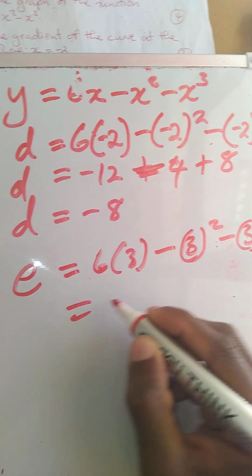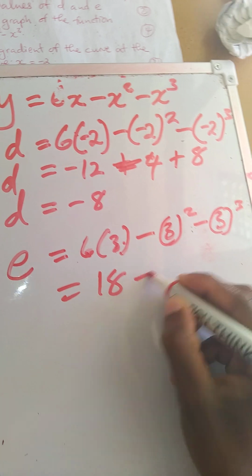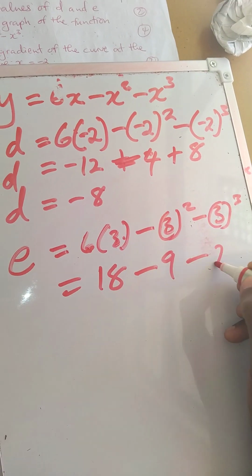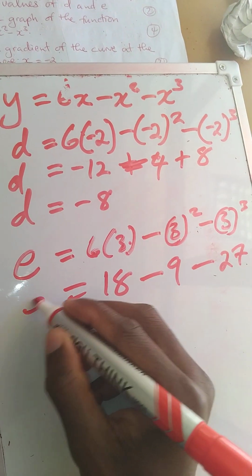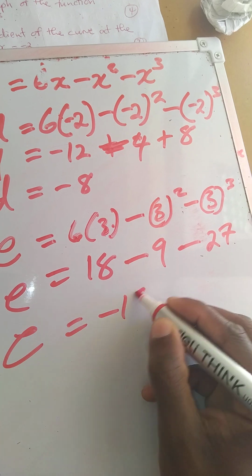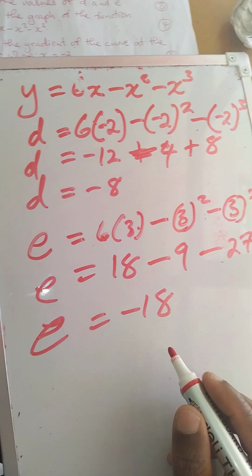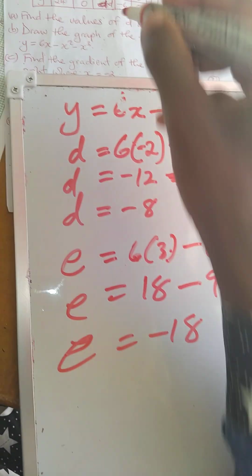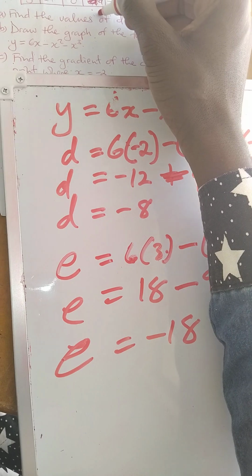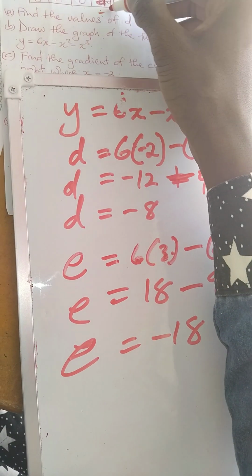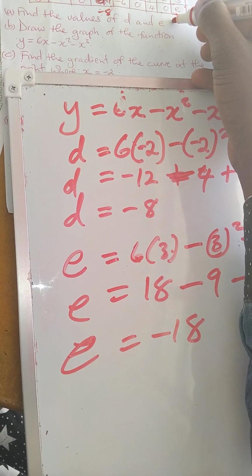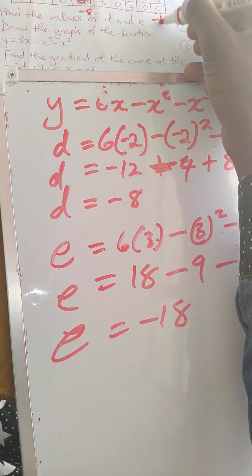So 6 times 18 minus 9 minus 27. So in the end we get negative 18. Right, so my values are negative 8 and negative 18.